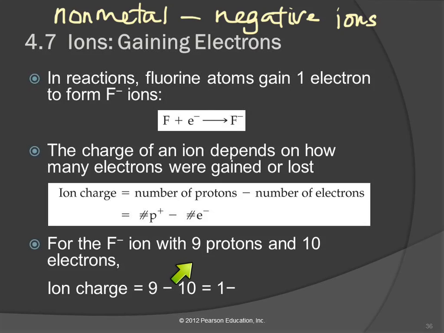So the fluorine atom has 9 protons and 9 electrons. If we add an electron, now we've got 10 electrons. And we take a positive 9 and a negative 10, and that adds up to a negative 1. There's some math involved here, but it's not too hairy, is it? Whole numbers. Pretty small ones. The problem is those negative signs. They can be very pesky.